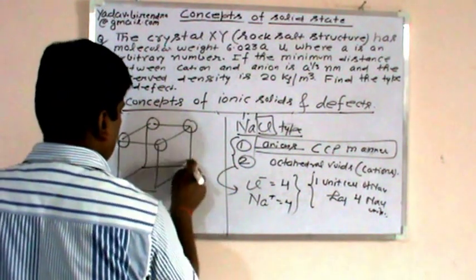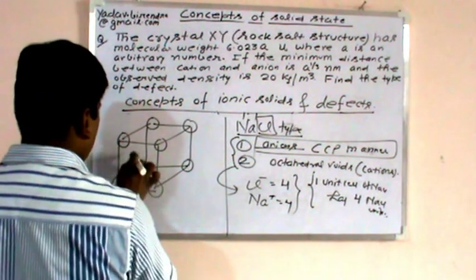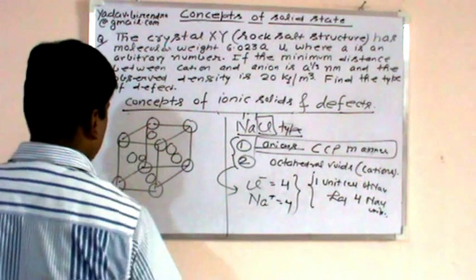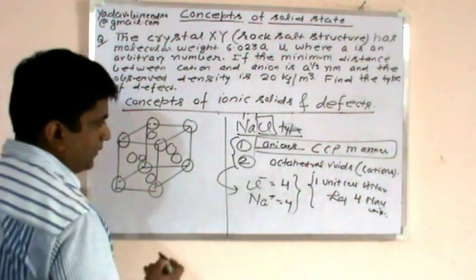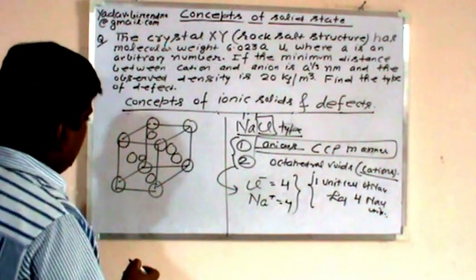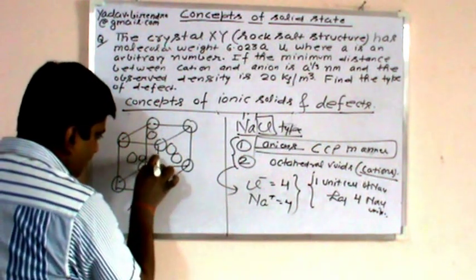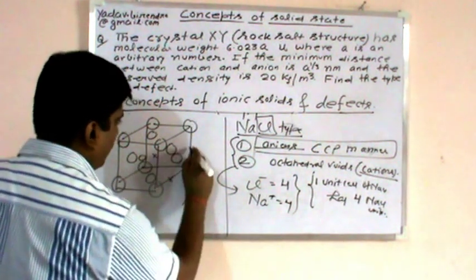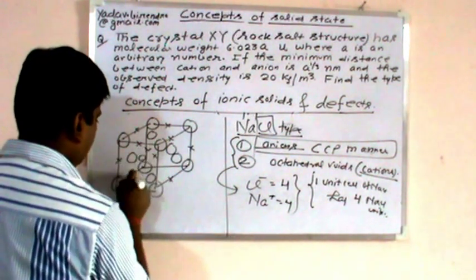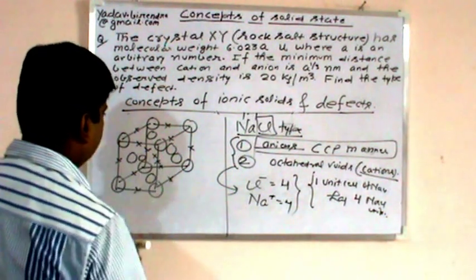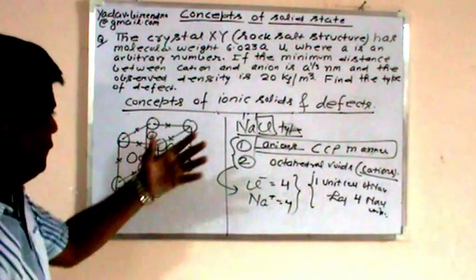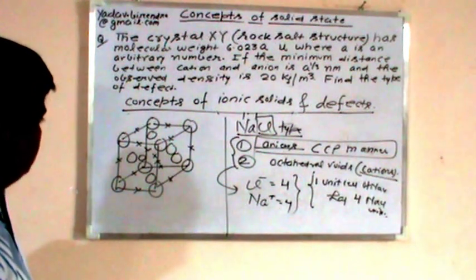anions, that means Cl minus, are at corners of the cube as well as at face centers, and the cations are inside the octahedral voids. As we know, octahedral voids are there at body center and edge center. So this will be the structure of NaCl solid.